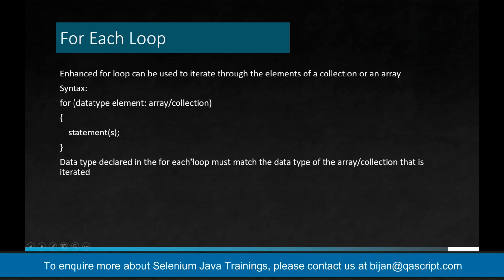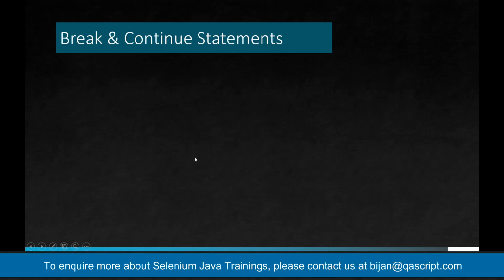So the data type declared in the for each loop must match the data type of the array collection that is being iterated, right? So if your collection type is string, you cannot use a data type of int. You need to have the same data type in your element and in your collection. Otherwise, it won't work. Okay.